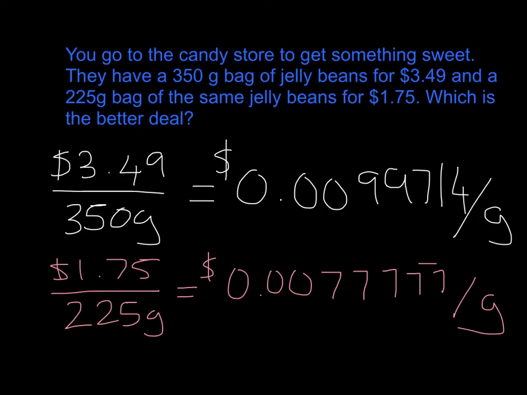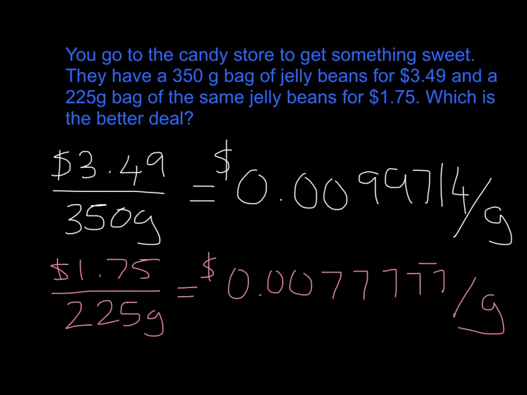So for which one am I paying less per gram? And again, you look at the numbers. You don't have to look at all the digits, just go to the first few digits here. So if I look here, I'm basically paying 0.009 dollars per gram for this one, and for this one I'm paying 0.007 dollars per gram. So when I look at the comparison, this one is actually the cheaper buy.